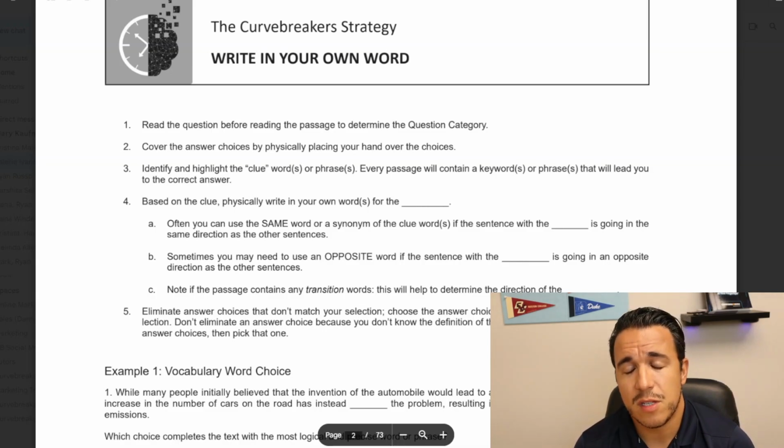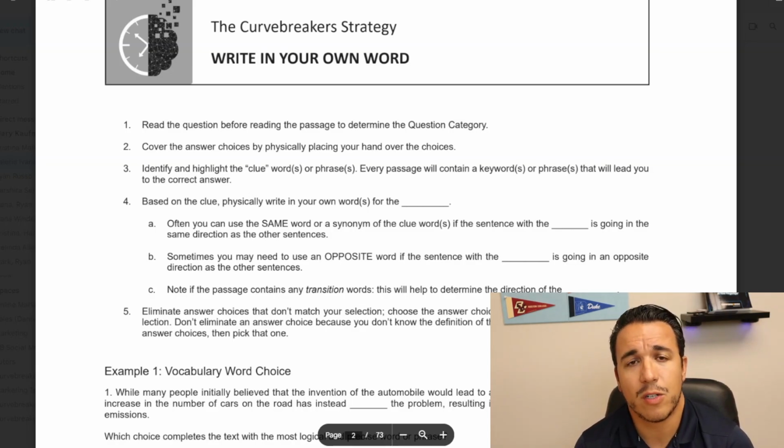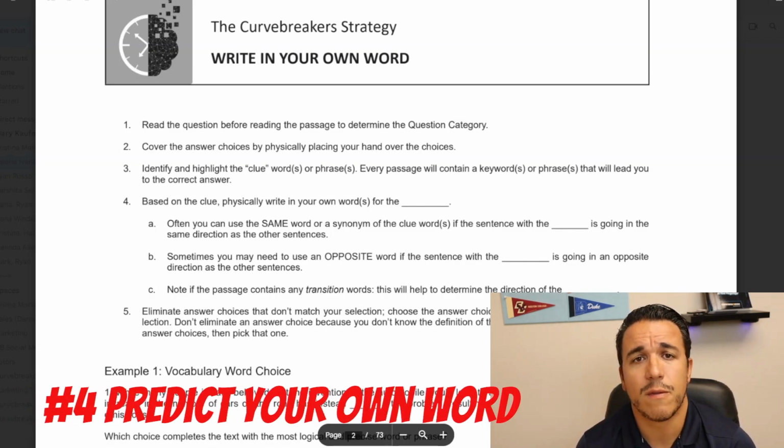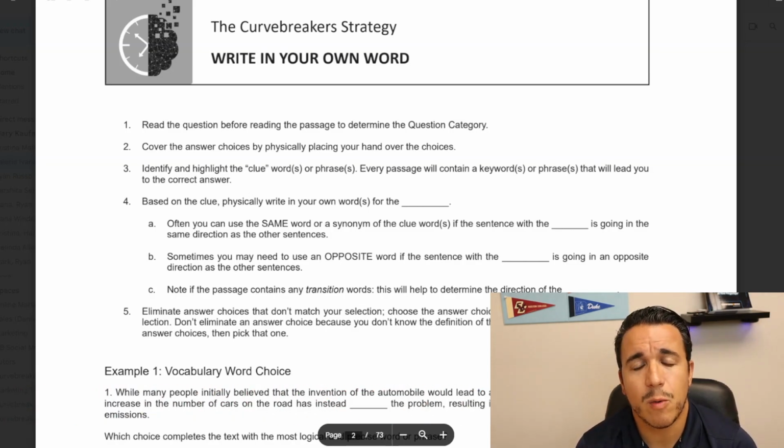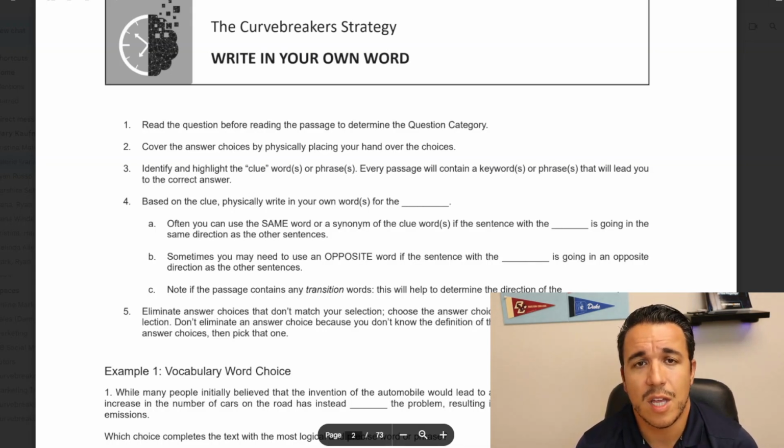Number four, and this is the most important part, guys, once you look through those keywords, you understand the prompt, what it's trying to say, you want to predict your own word for the blank. This does not have to be a vocabulary word, it doesn't have to be anything complicated. You literally just want to think, what word would I put here myself? Don't think about the words they gave you already. Once again, we're ignoring the answer choices for now. We really want to focus on the prompt, the keywords, and your prediction. A lot of times you can use the same words that they gave you.